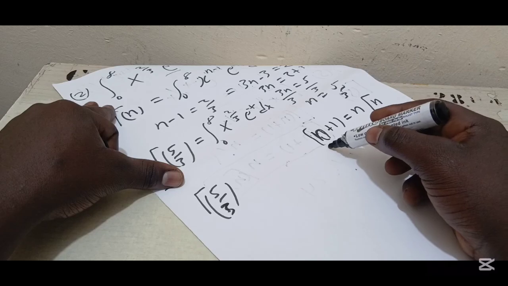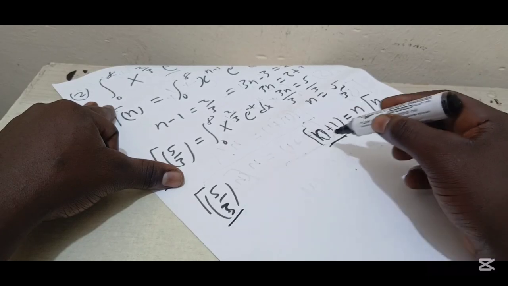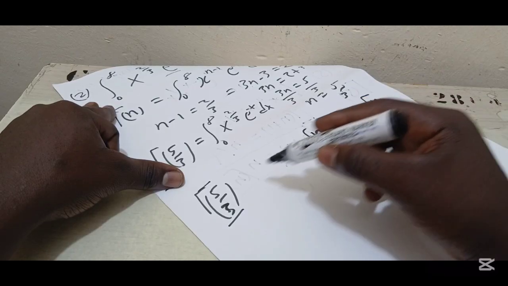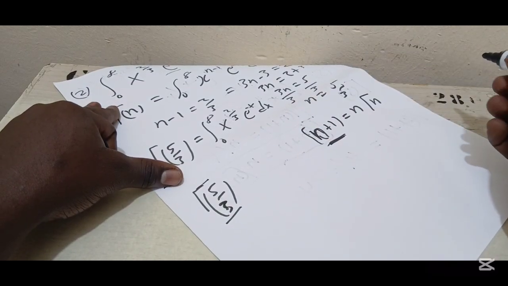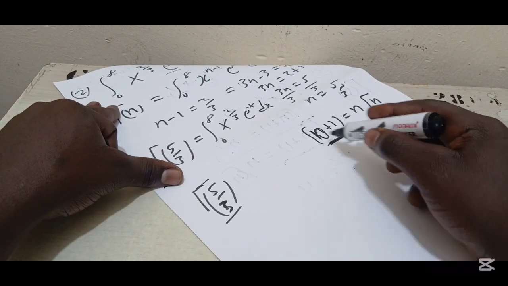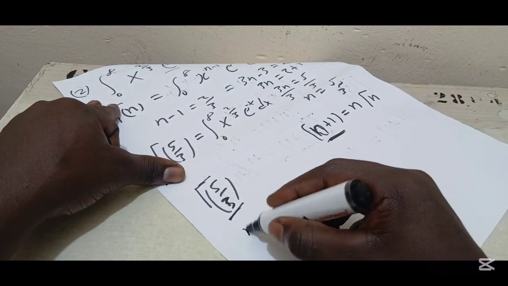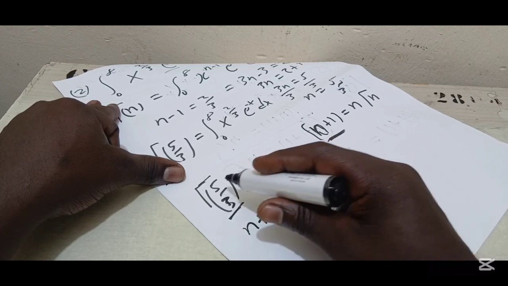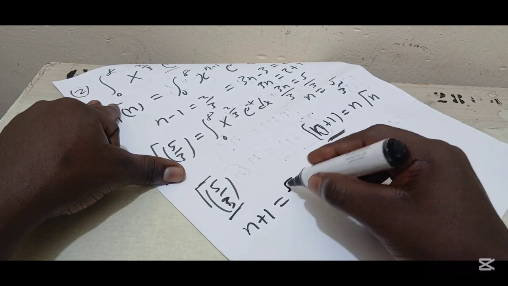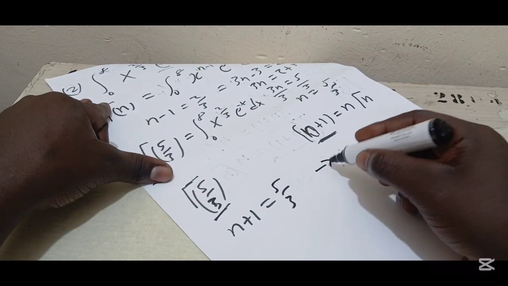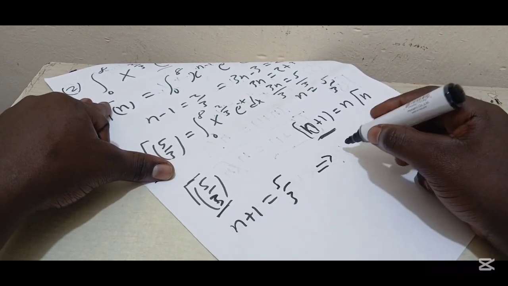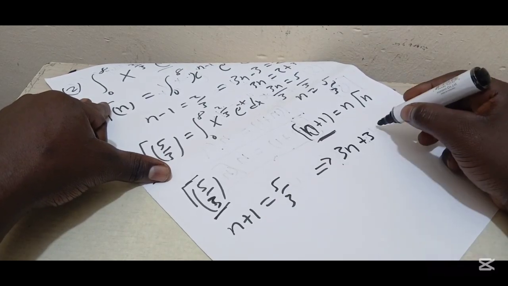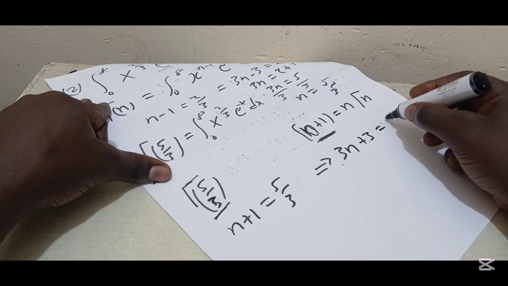So we want to express this problem in this form: n plus something to give us 5 on 3. What I like doing is to just equate this to this. So n plus 1, something plus 1, to give me 5 on 3. Solving for n, just multiply by 3. So we are going to get 3n plus 3 equal 3 times 5 on 3, which should give us 5.